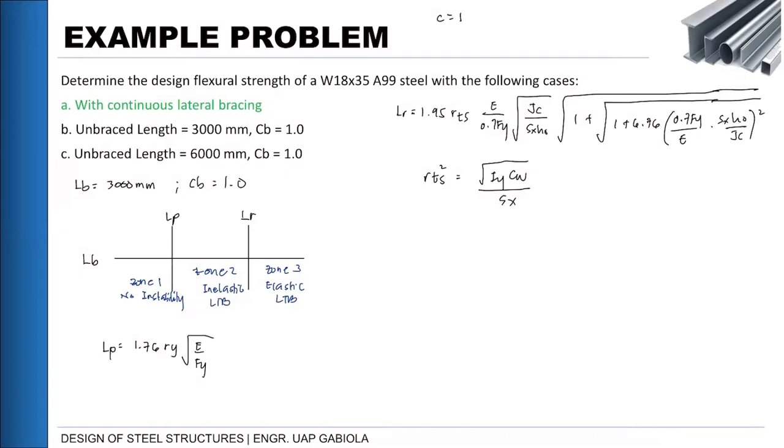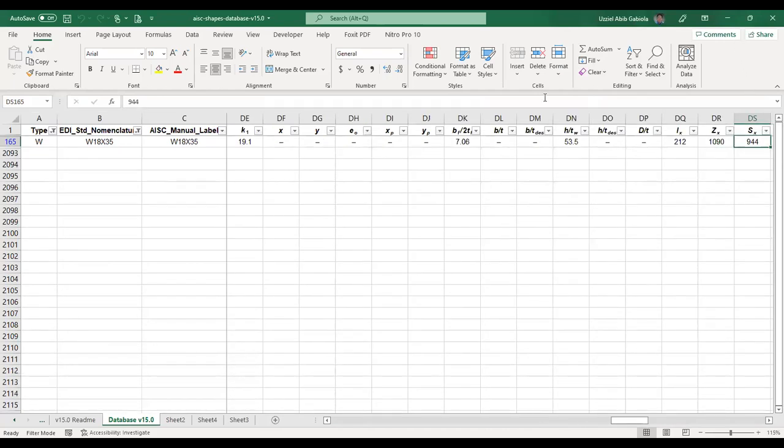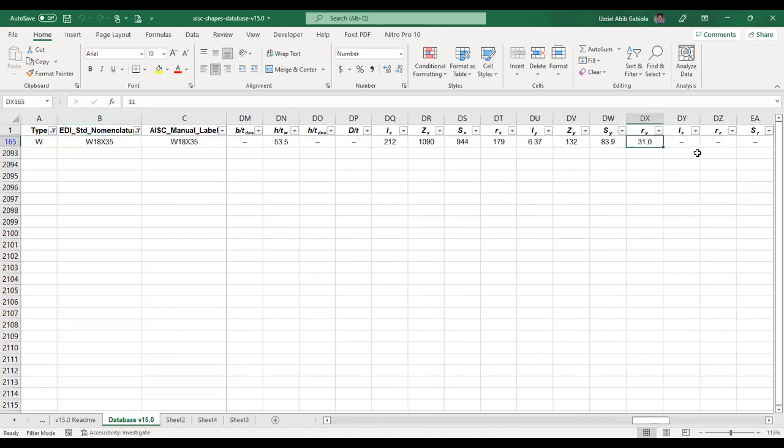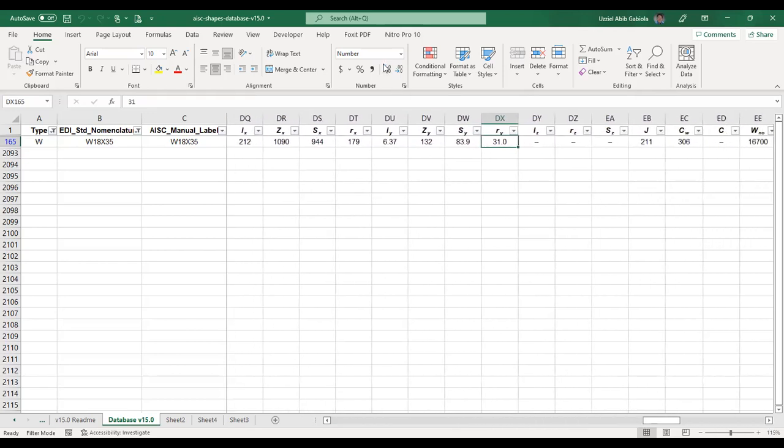As you can see here, I already filtered that from our previous example. 18 by 35. So we need the RY. So RY is this, 31 mm. Okay? So let us substitute that in the formula. Let us also get the other values needed for LR. Okay? We also need a value of IY. Sige, later na lang para di tayo palito. So going back muna, our RY is equals to 31.